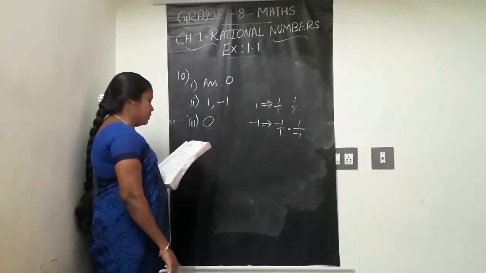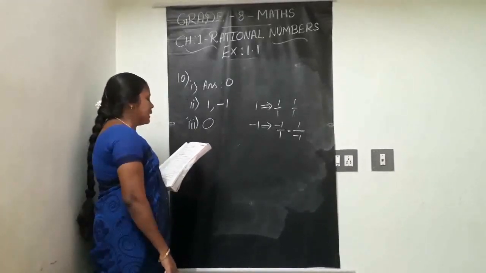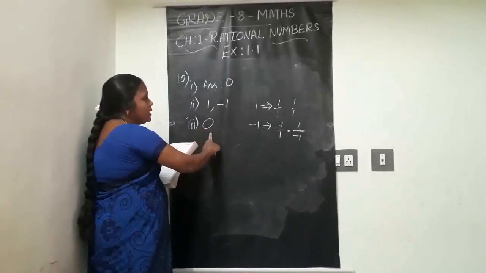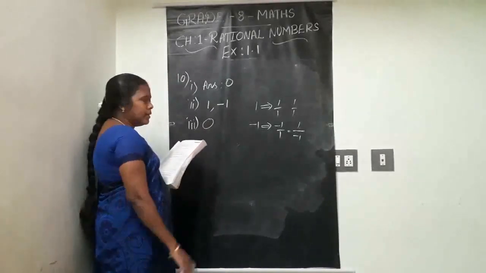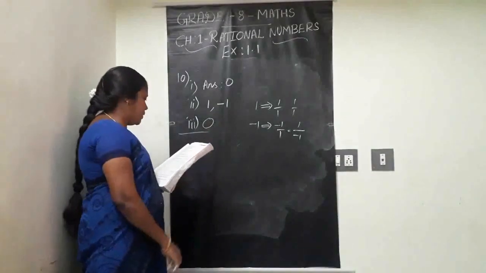The rational number that is equal to its negative. That means which number only is applicable? 0. Clear? 10th section over. Come to 11th.